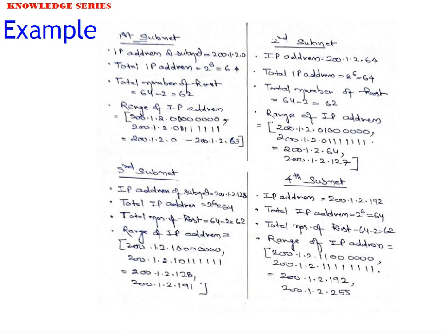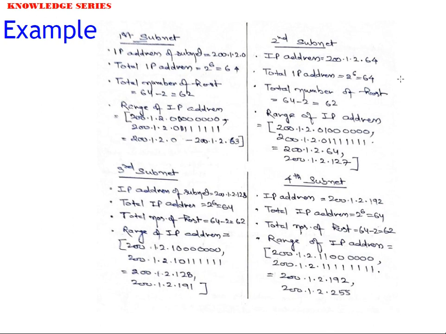Here is a final example with respect to IP subnetting. Whenever you are given an IP address like this one, since it is a class C, let us take 2 to the power of 6, which is 64 combinations. So the total number of hosts is 64 minus 2, which is 62. So your range of IP addresses starts from this to this, that is 0 to 63.